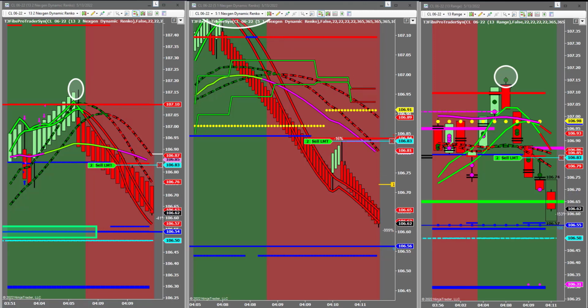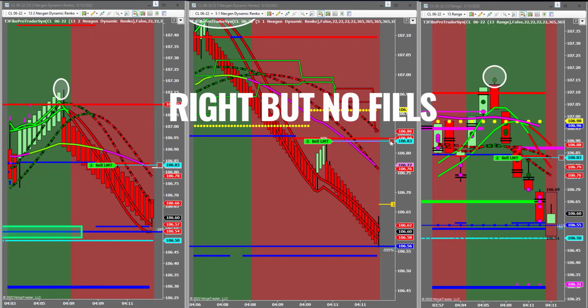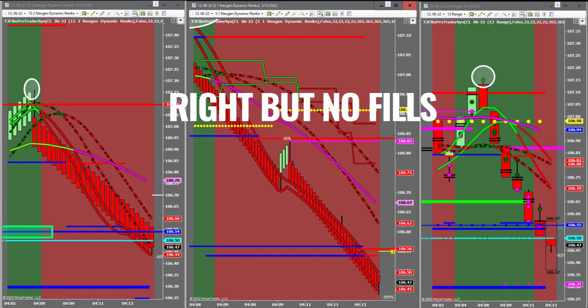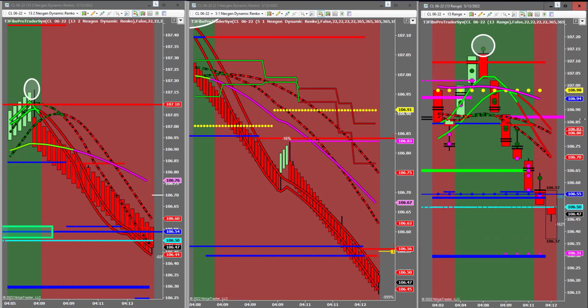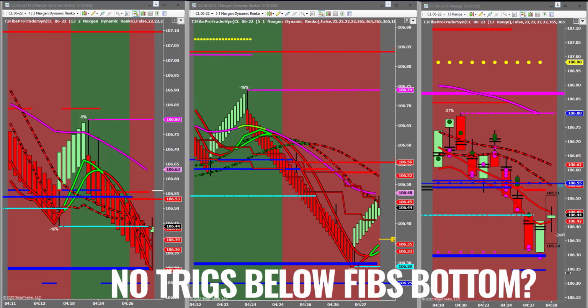Well, it'll be a traditional easy looking trade if it comes back. And, well, we were right, but we didn't get a fill. Well, that happens sometimes. Anyway, hopefully the logic is pretty easy for you to see. Price bars below all triggers on the 13 range chart. All right, so let's do the other way.